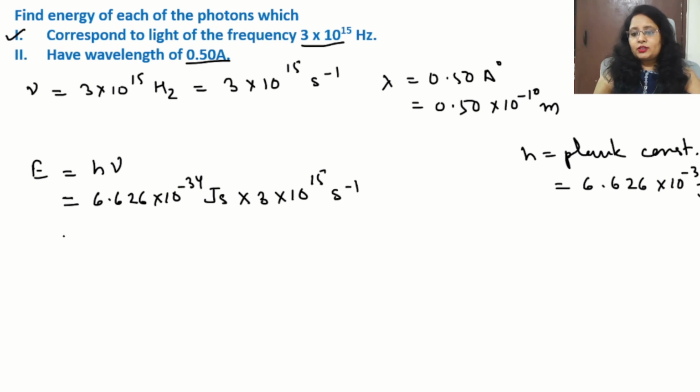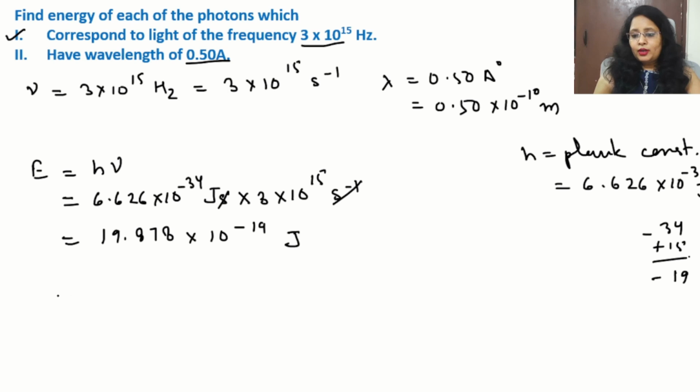Now doing the calculation, first of all this second and per second will be cancelled. Now multiplying the numbers, we will get 19.878 into 10 to the power. Now the powers are minus 34 plus 15. So we will get the answer, I think, 19.878 into 10 to the power minus 19 joule.